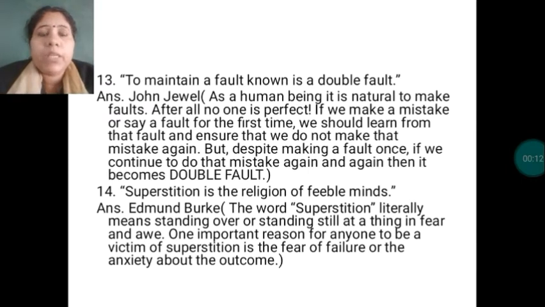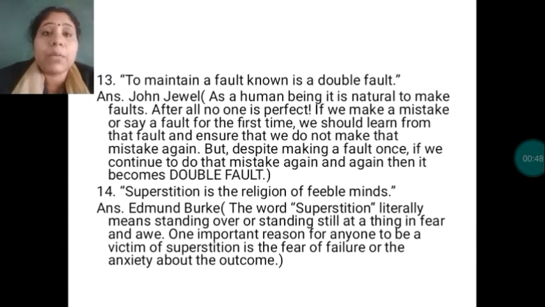Now, as a human being, it is natural to make faults. After all, no one is perfect. If we make a mistake or say a fault for the first time, we should learn from that fault and ensure that we do not make that mistake again. But despite making a fault once, if we continue to do that mistake again and again, then it becomes double fault.